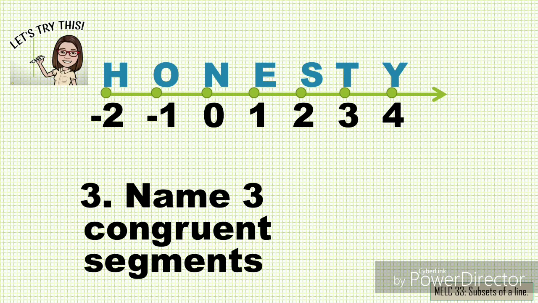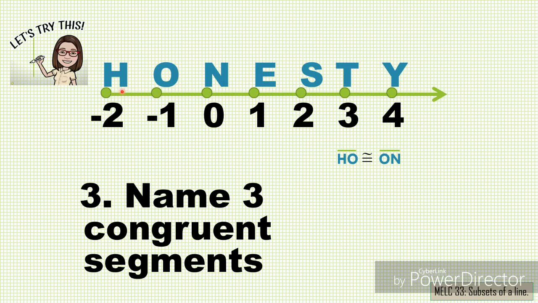Let's have the next one. Ito naman, congruent segments. Ayan. Again, when we say congruent, dapat magkaparehas ng kanilang measurements. Okay, may example tayo dito. HO, nasaan yan? Point H to O. So, line segment HO at saka ON.